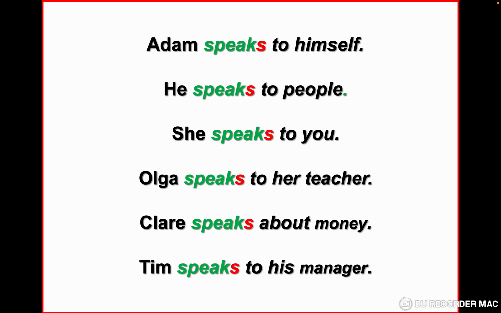Let's repeat after me. Adam speaks to himself. He speaks to people. She speaks to you. Olga speaks to her teacher. Claire speaks about money. Tim speaks to his manager. So we see the verb is with s because it's the positive form. Let's see the negative form and let's see if we have s or not.